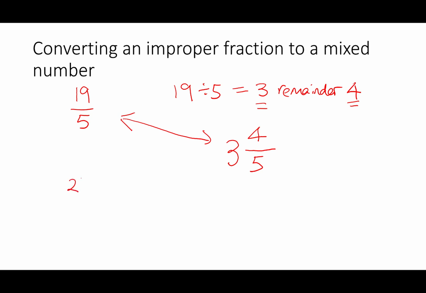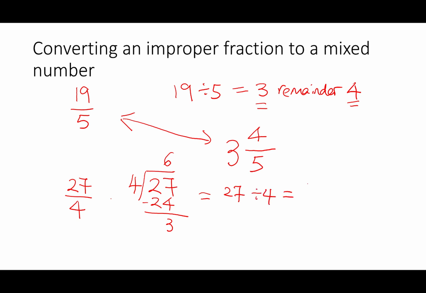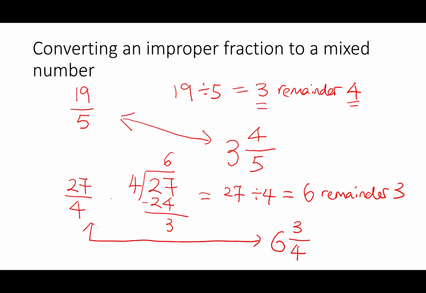Let's try another example. If I give you 27 over 4, can you convert that into a mixed number? Remember, the first step is to get 27 divided by 4, right? So in this case, 4 times 6 is 24, and 27 minus 24, you're left with 3. So we get 27 divided by 4 equivalent to 6 with a remainder of 3. So therefore we have 6 and 3 over 4, and these two numbers are equivalent.